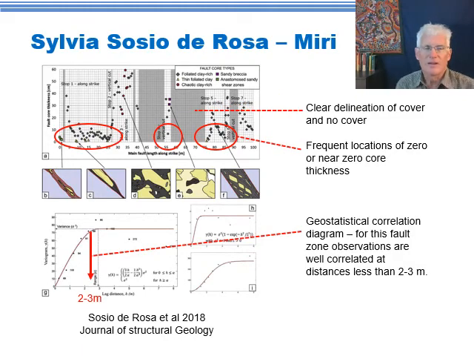The other thing that she's been able to do is a proper geostatistical correlation diagram. For this fault zone, observations seem to be well correlated at distances less than 2 to 3 meters. So if you go up to the fault in a particular spot, look at the thickness of the core zone, and then compare it to other places along the way, things look highly correlated at distances less than that, and at distances greater than that, not so correlated at all.